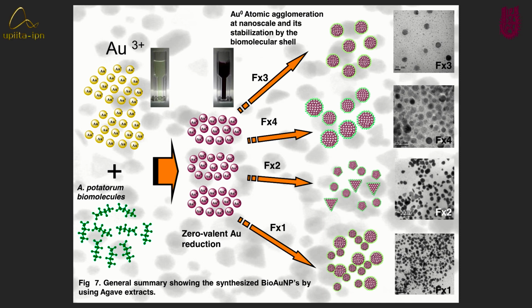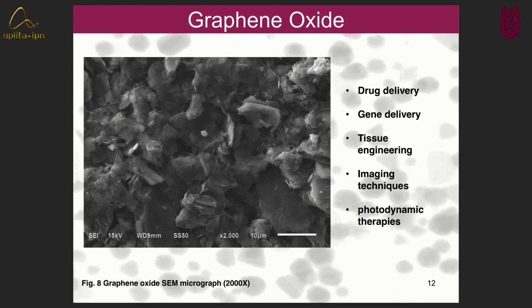We found it interesting to use these materials in order to be joined to another material that is very interesting in biomedical application, as is graphene oxide. Our doctoral fellow, Josemir, is working with this material, and we try to make a decoration of this graphene oxide that he is working with. Here is the scanning electron micrograph of the material that he uses. And this material is also interesting to us because it is used in drug delivery systems, in gene delivery systems, in tissue engineering, imaging techniques, and in photodynamic therapies.